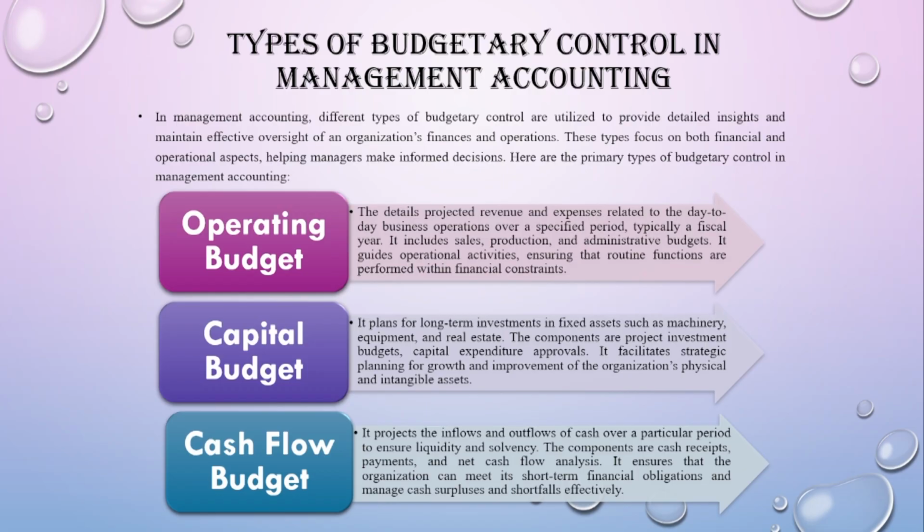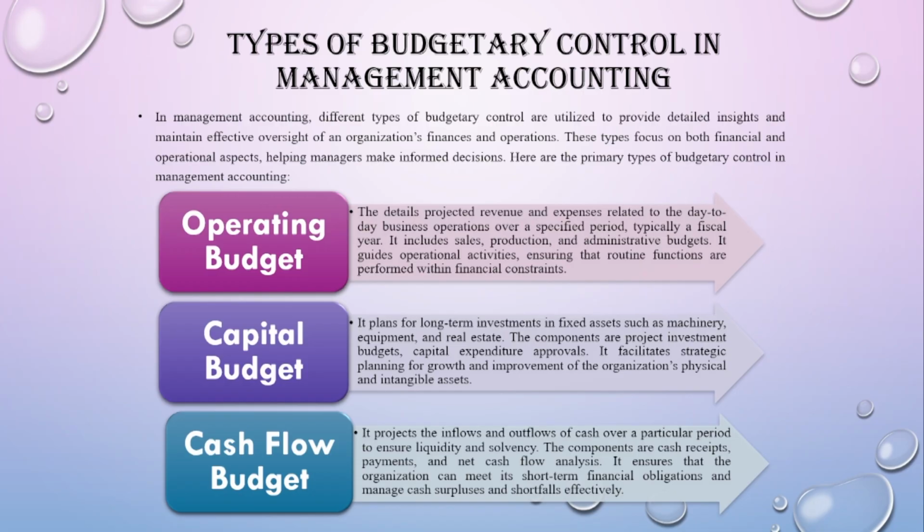Second type of management accounting budgetary control is the capital budget. It plans for long-term investment in fixed assets such as machinery, equipment, and real estate. The components are project investment budget and capital expenditure approval. It facilitates strategic planning for growth and improvement of the organization's physical and intangible assets.